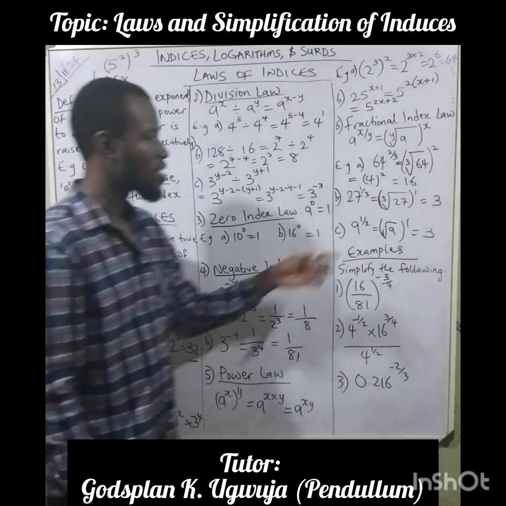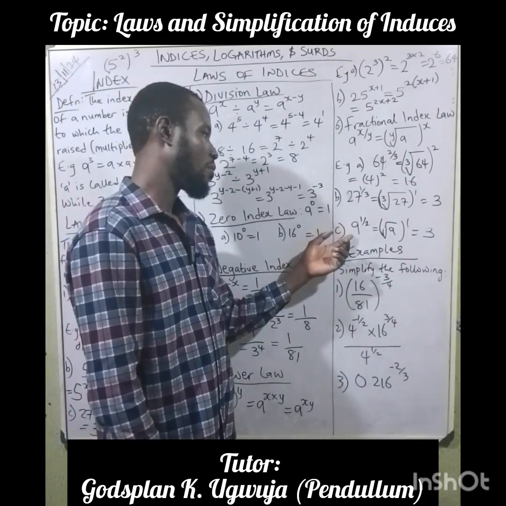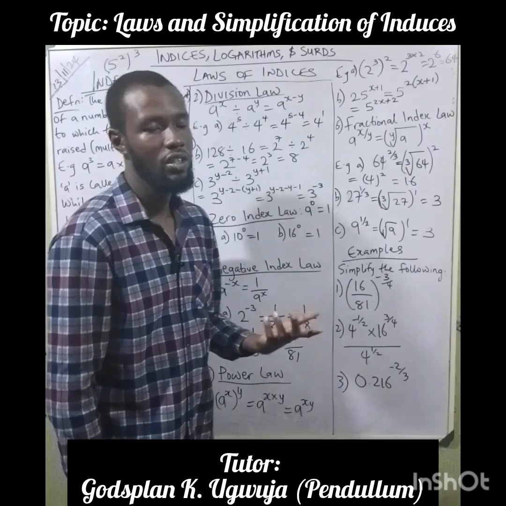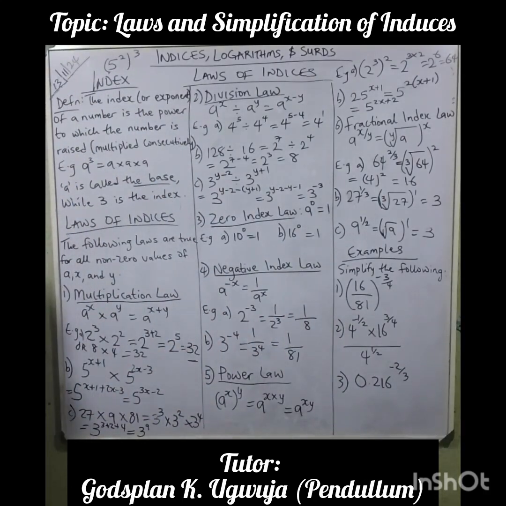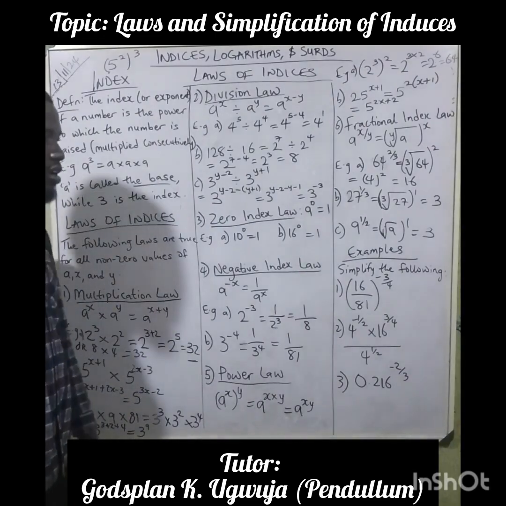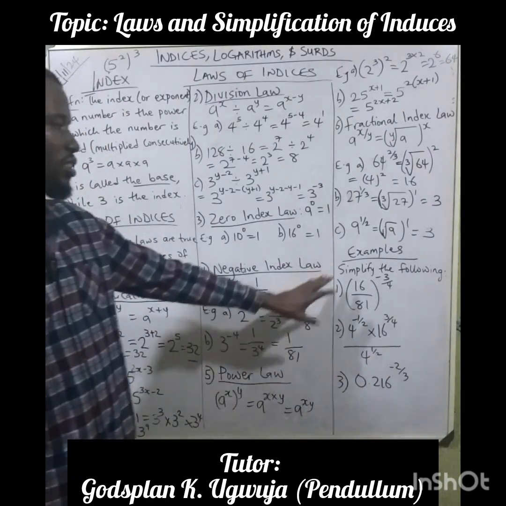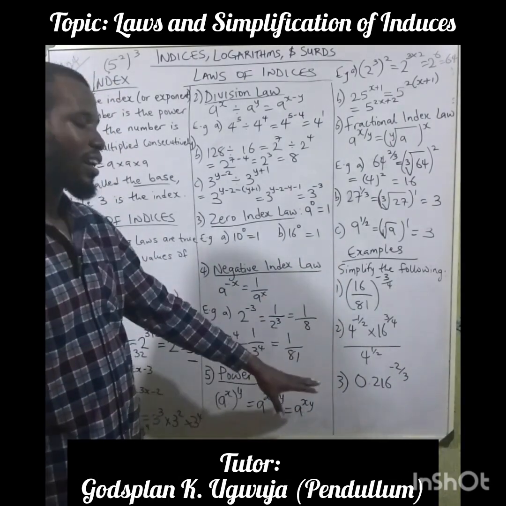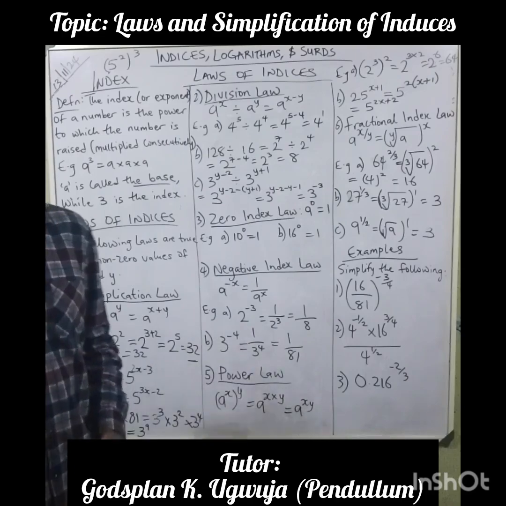So take note that when you see any number raised to power 1 over 3, it means cube root. Any number raised to 1 over 2 means square root. Any number raised to 1 over 4 means fourth root. 1 over 5, fifth root, just like that. Alright, so we'll quickly do these examples. We'll simplify these, just to apply these laws more, and then we'll end this video.